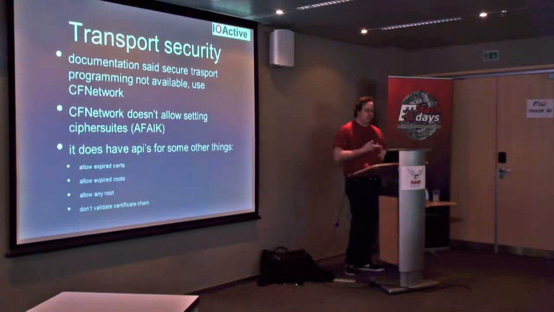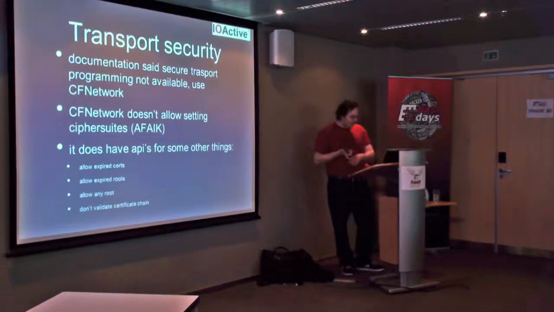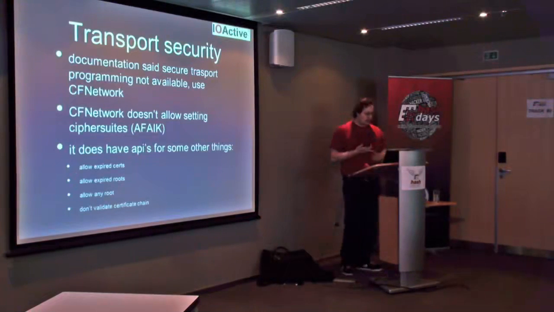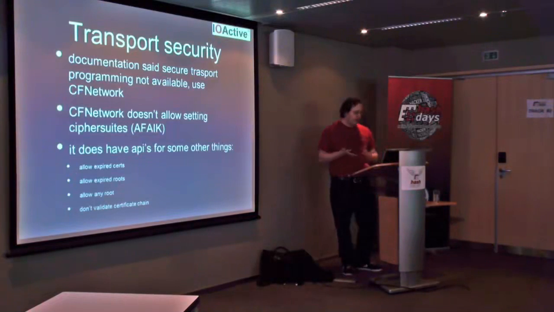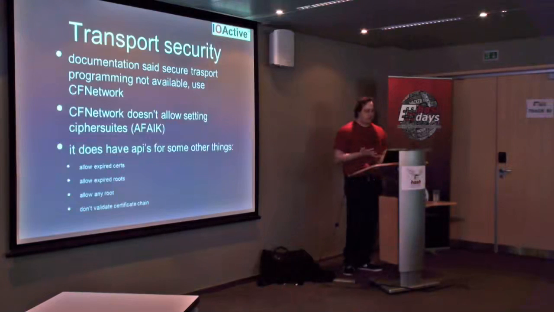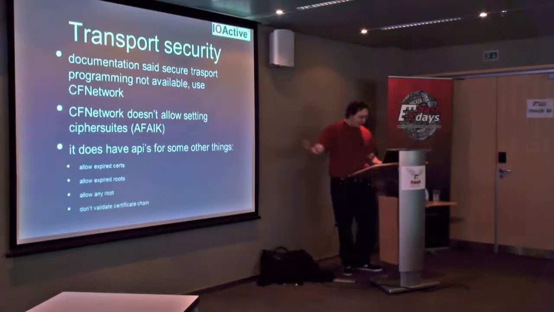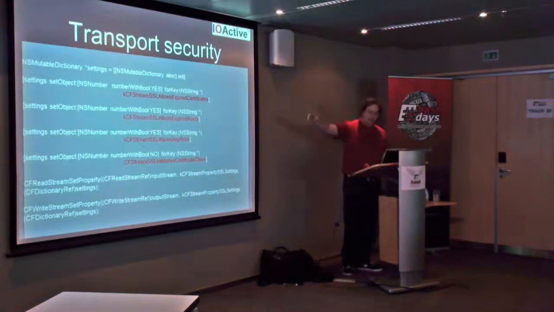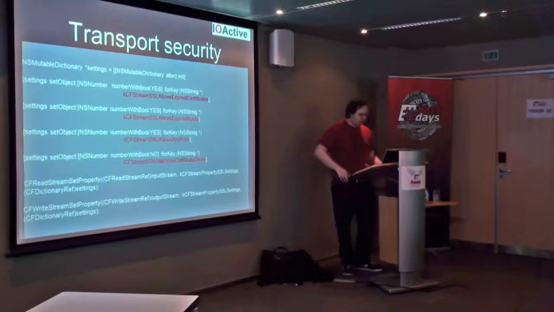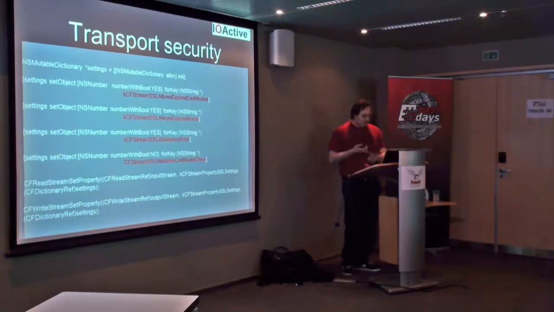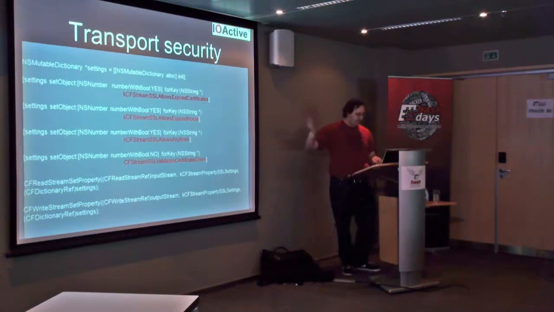It allows you to say that you will allow expired certs. It will allow you to say that you will allow expired roots. It will allow you to say that you will take any root. It will allow you to say that you don't validate the certificate chain. These are all things that are bad. They're off by default, but you can add code like this in your app, and this is perfectly valid. This will pass the App Store, where you can say allow expired certificates, allow expired root, allow any root, don't validate certificate chain. And if you have this piece of code in your code, you're kind of screwed.